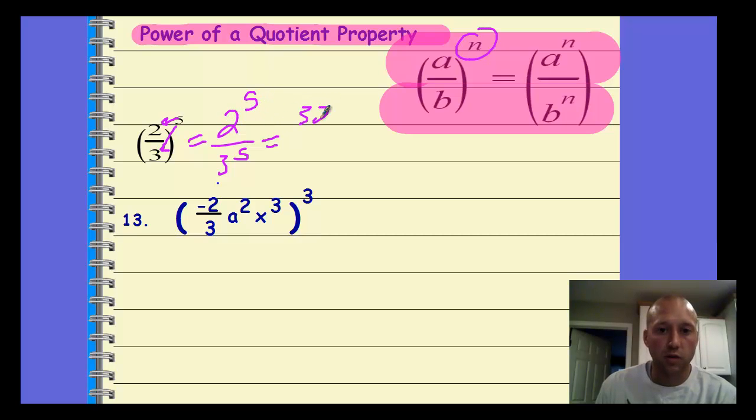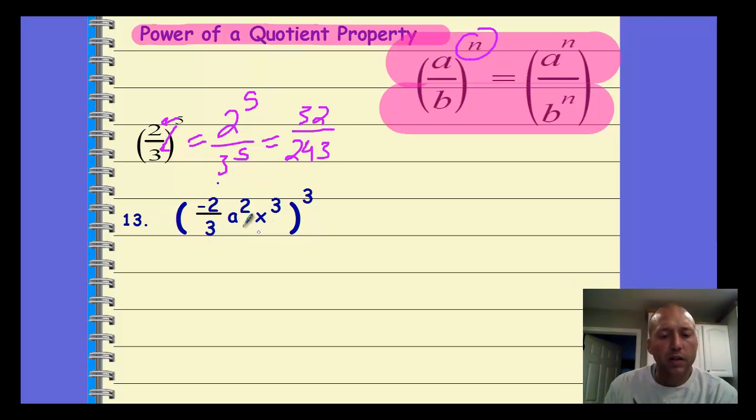So 2 to the 5th: 2, 4, 8, 16, 32. 3 to the 5th is 81. 81 times 3, so 243. Last problem here for the properties.